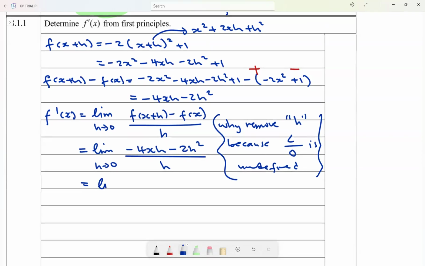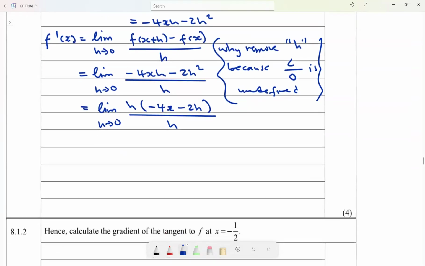So I need to say limit as h approaches 0. How can I remove h? I just need h, only one h from the top. I'm going to take h as a common factor. Only h, do not take negative h, guys. Just take h, and then we are left with one h there divided by h. And then the h and the h will cancel off.